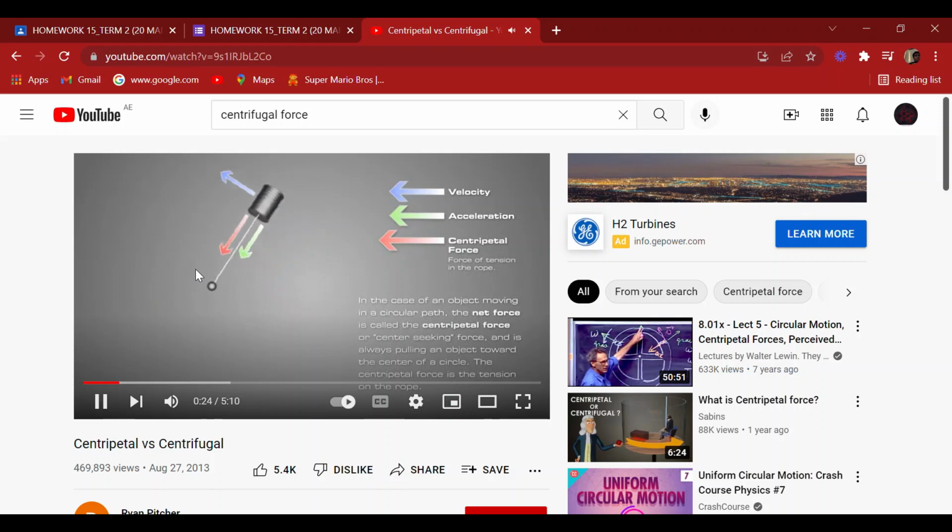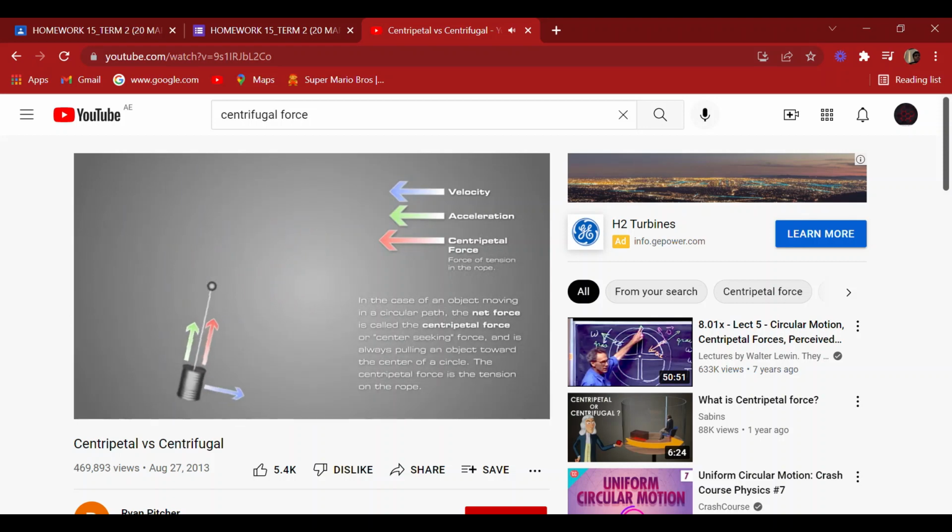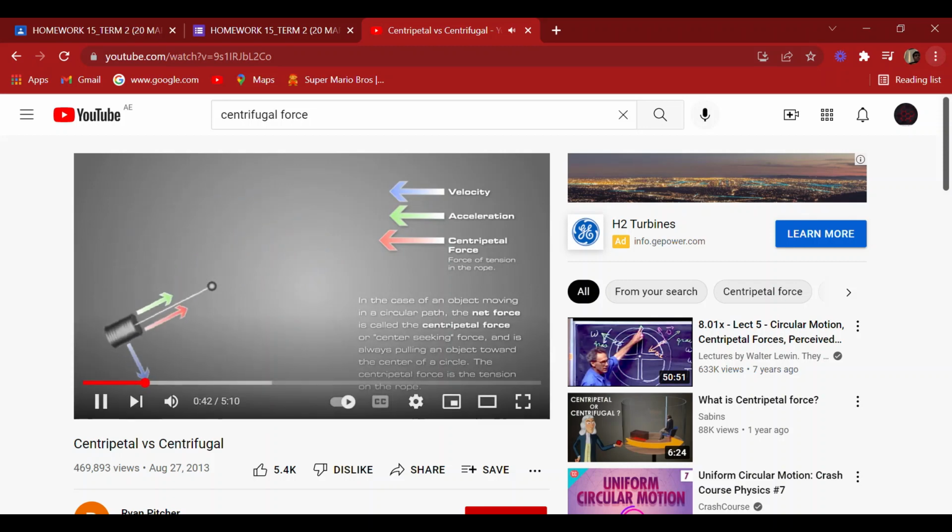In the case of an object moving in a circular path, the net force is called centripetal force, or center-seeking force, and is always pulling an object toward the center of a circle. Without this force, an object will continue moving in a straight line motion. The centripetal force is the tension on the rope.